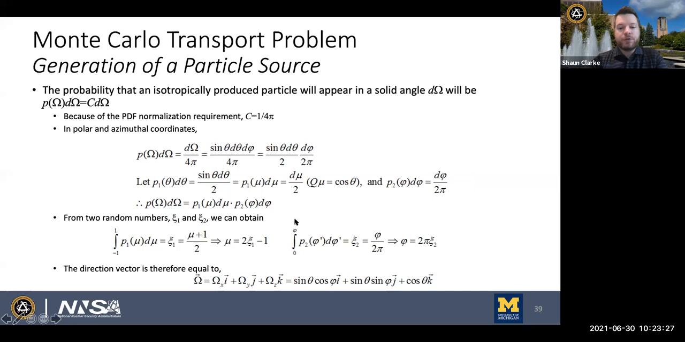So by sampling two independent random numbers, we can sample values for both mu, which is cosine theta, and the angle phi. Once we have these polar and azimuthal angles sampled, we can define our direction vector as a function of those two angles, theta and phi.